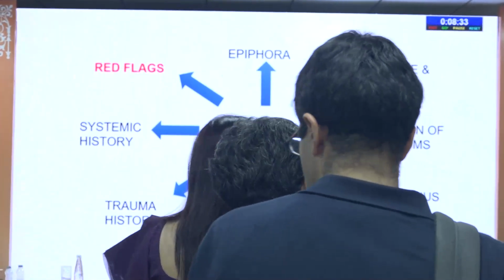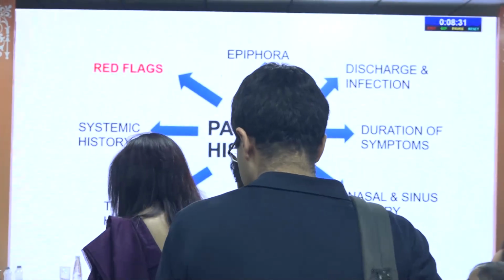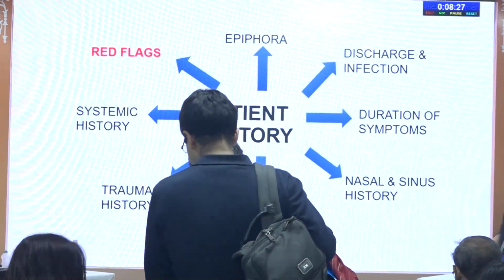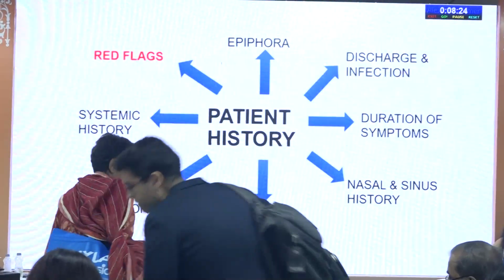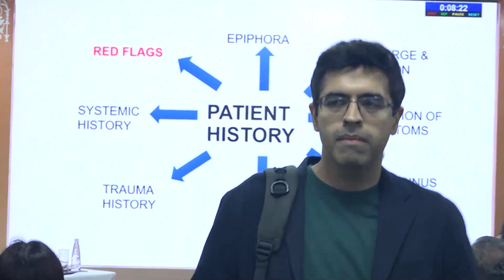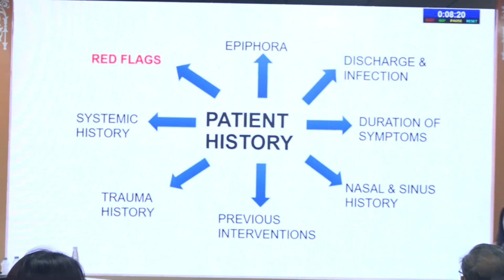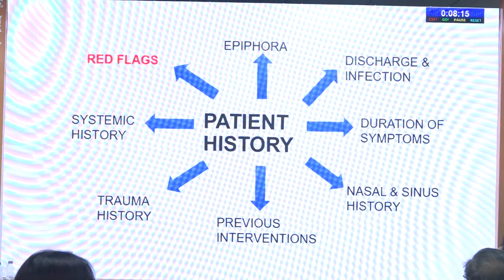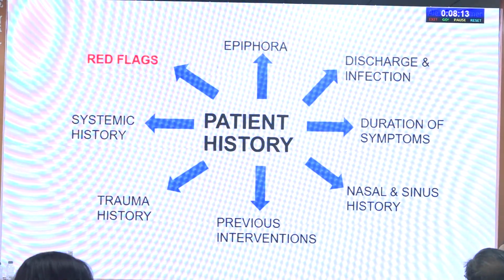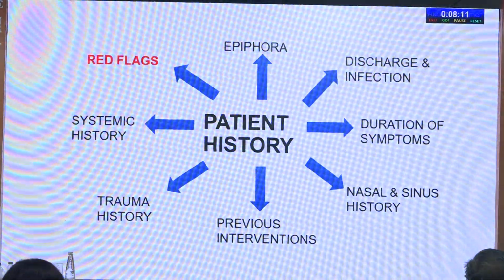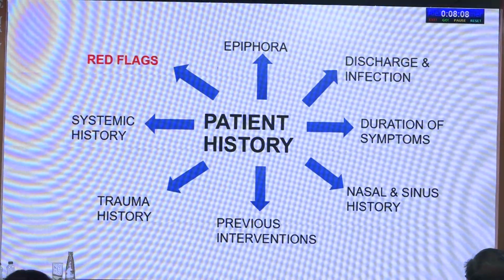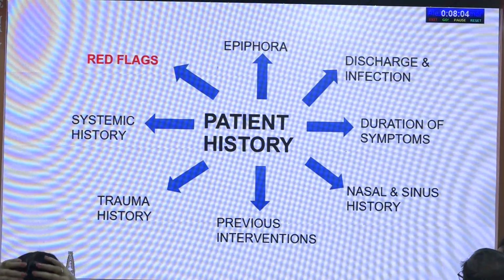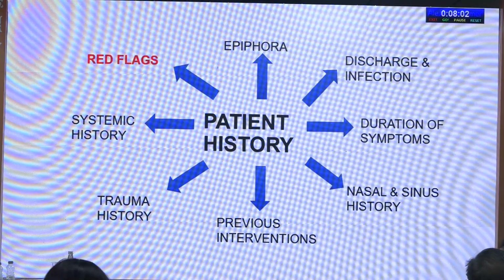Now first, epiphora. Epiphora can be unilateral or bilateral, continuous or intermittent. Long-standing progressive unilateral epiphora suggests primary acquired nasolacrimal duct obstruction. Coming to the discharge and infection, mucopurulent discharge suggests sac pathology. Chronic symptoms suggest inflammatory obstruction, whereas in the case of acute symptoms, we have to evaluate for recent trauma or mass lesions.